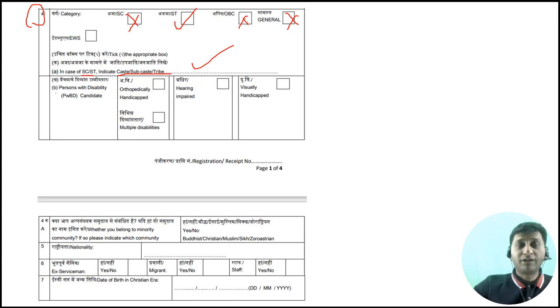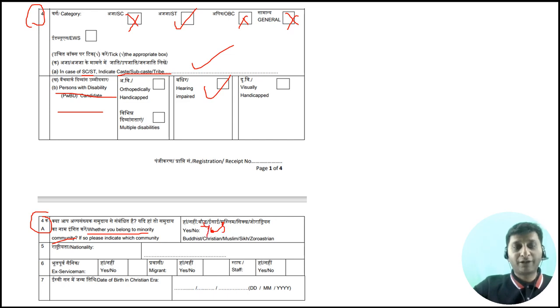For people with disabilities, PWBD candidates, they need to tick regarding the type of their disability. It can be orthopedically handicapped, hearing impaired, visually handicapped, or multiple disabilities. So say if you are hearing impaired, you would have to tick here. Again, do not put a cross in other boxes. That is not required. Now moving on to point number 4A, whether you belong to a minority community. If yes, please write yes here.